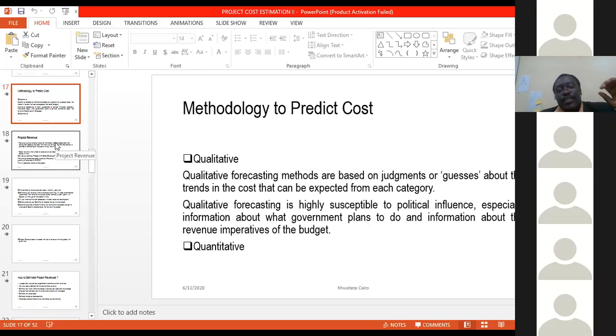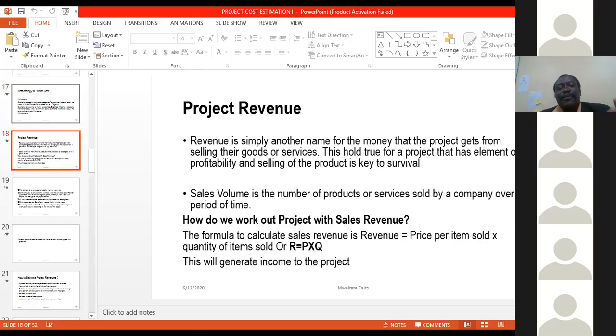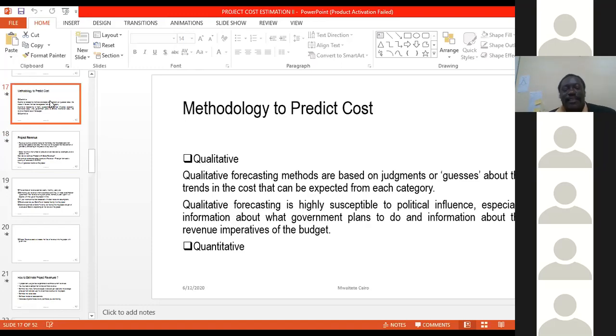So for simple projects, you can use your qualitative approach. You just predict next year what the cost will be for this project. What will be the cost for this project for next year? And you can use the best judgment. What will be the cost in 5 years? Yes, you can manage. 5 years you can manage.